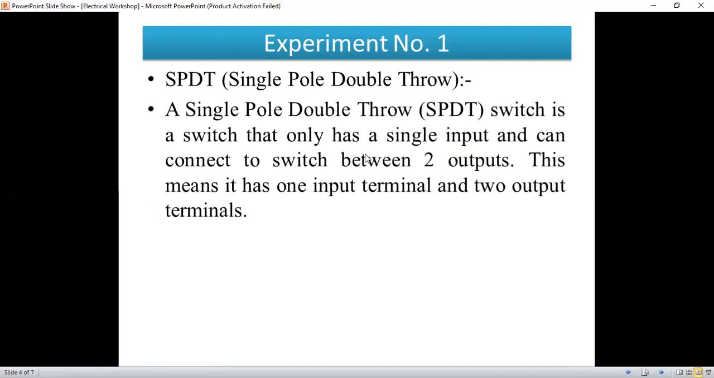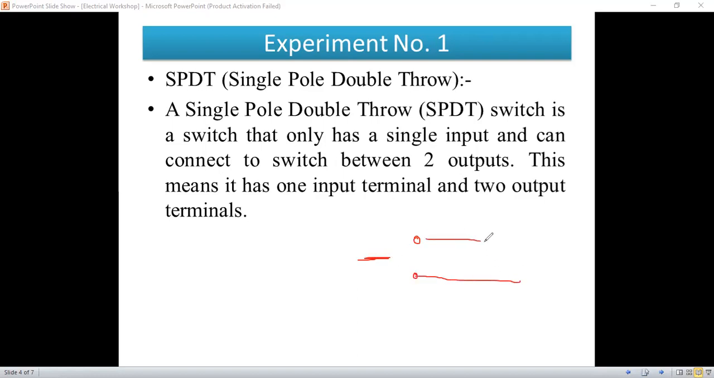Okay, see, the single pole double throw, that is SPDT switch, is a switch that only has a single input and can connect the switch between two outputs. Okay, for this I think you have seen a two way switch. That means one input is there and it has two outputs. There will be two outputs and only one input.